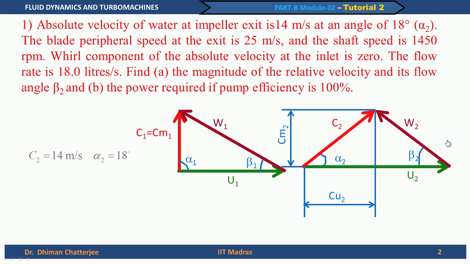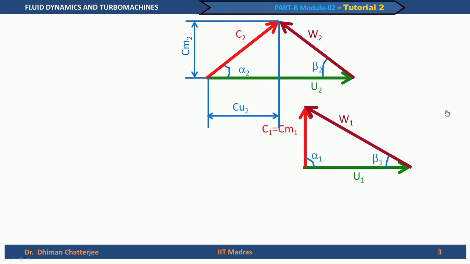What is given is C2 equal to 14 meters per second and alpha 2 equal to 18 degrees. We also know that the RPM is given, 1450 as n we have written, and U2 as 25 meters per second. Cu1 is 0. Volume flow rate is 18 liters per second, as I said, convert it into meter cube per second. We need to find out the relative velocity, means we need to look at the triangle at the pressure side. So, let us look at the triangles again.